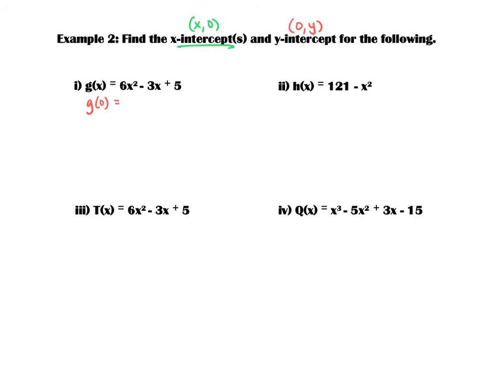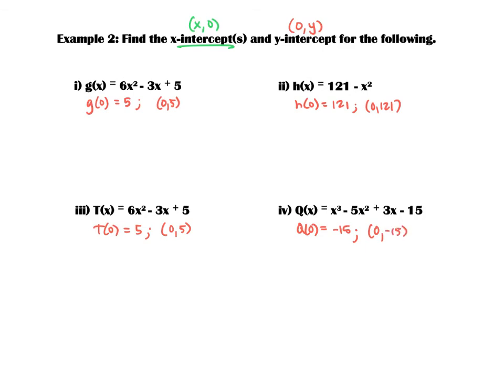All right, so the y-intercept for g in number 1 would be what I would get if I plugged in a 0. And clearly the first 2 terms, 6x squared minus 3x would disappear. I would get 5. H of 0, I would get 121. T of 0, I would get 5 as well. And Q of 0, I would get negative 15. So the y-intercept in 1 would be 0, 5. In 2 would be 0, 121. In 3 would be 0, 5 as well. And in 4 would be 0, negative 15.